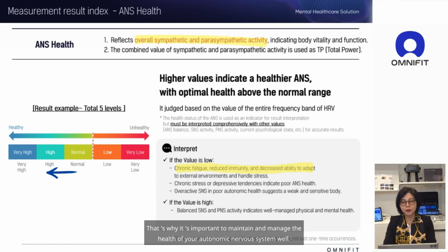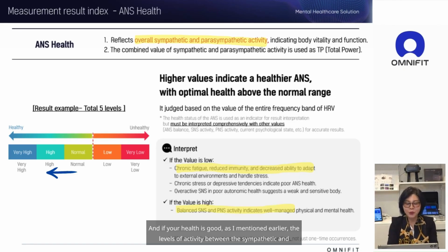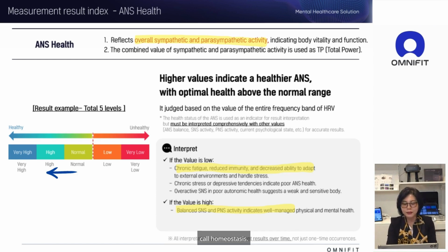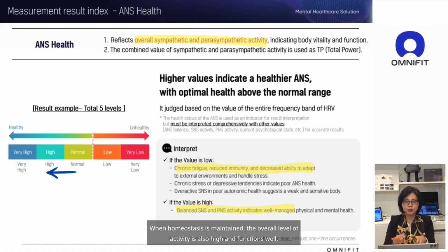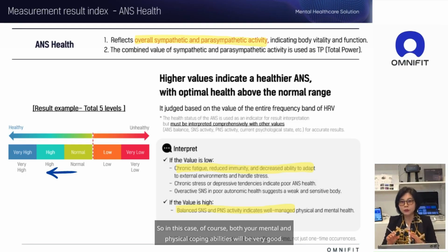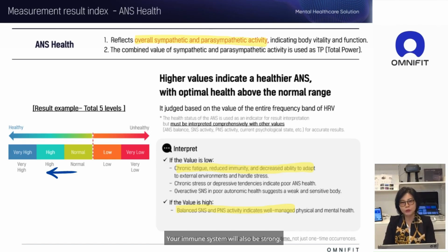That's why it's important to maintain and manage the health of your autonomic nervous system well. And if your health is good, as I mentioned earlier, the levels of activity between the sympathetic and parasympathetic nervous systems stay balanced, constantly trying to maintain a steady state. This is what we call homeostasis. When homeostasis is maintained, the overall level of activity is also high and functions well. So in this case, of course, both your mental and physical coping abilities will be very good. Your immune system will also be strong.